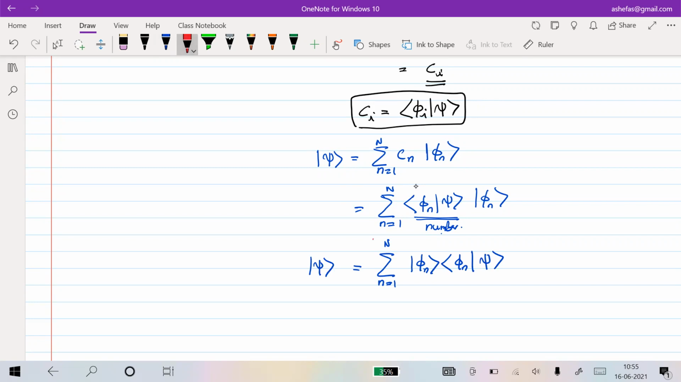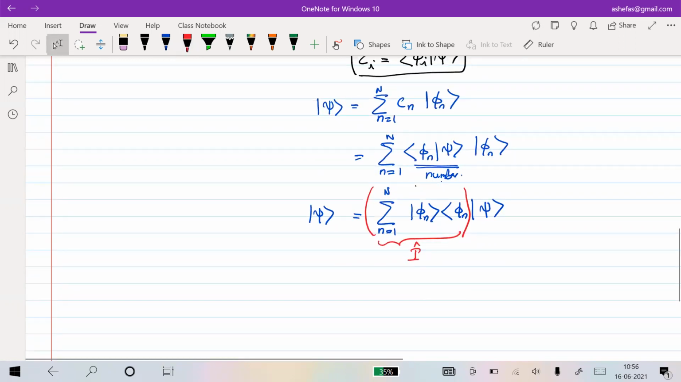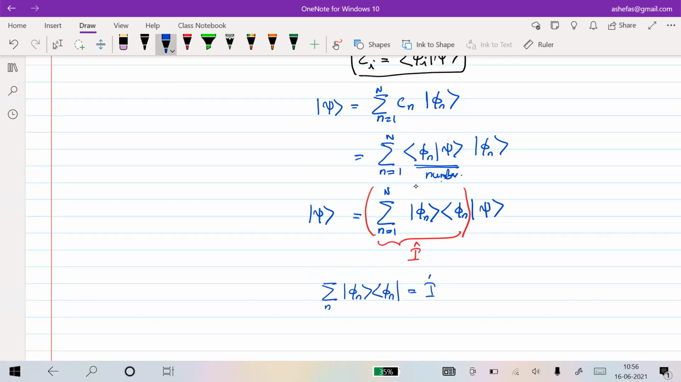So therefore, we can write this as the sum over n equal to 1 to N of |φ_n⟩⟨φ_n|ψ⟩. Now, if you look at this, the ψ is there on the left side itself. So therefore, this summation must be equal to the identity. If a vector can be expanded in terms of basis vectors, then the basis vectors must satisfy this condition: the sum over n of |φ_n⟩⟨φ_n| must be equal to I, with n equal to 1 to N.